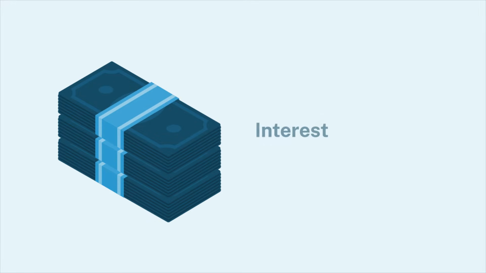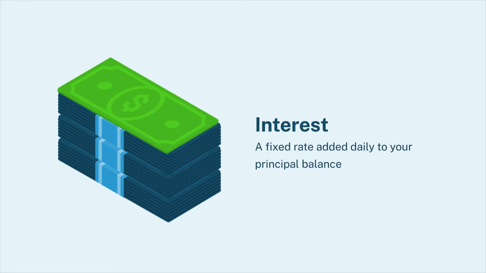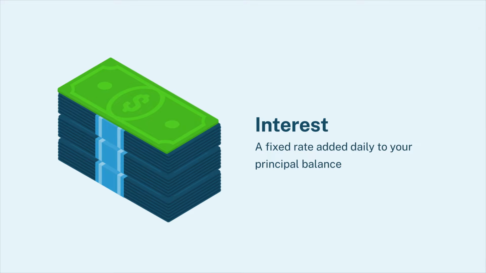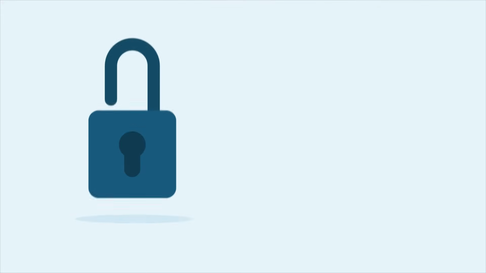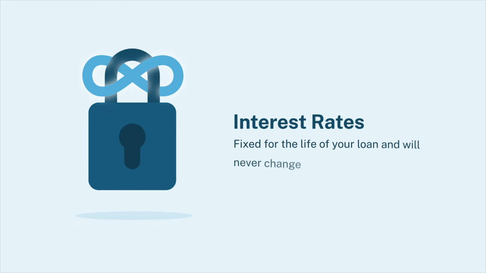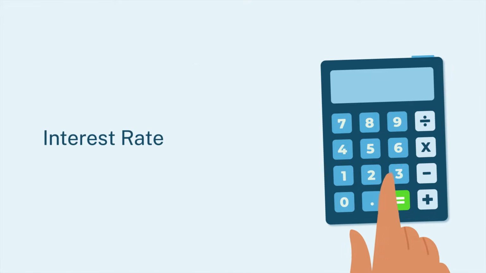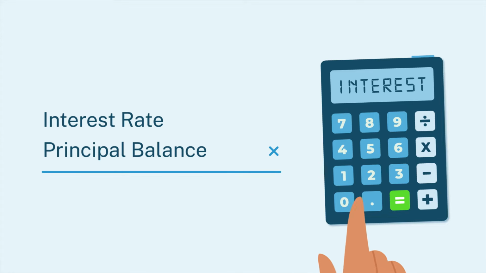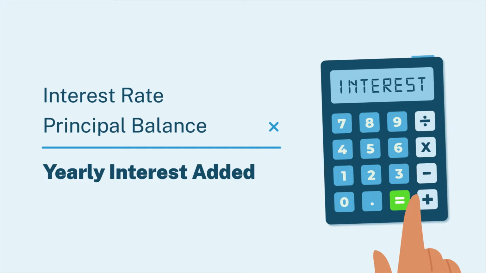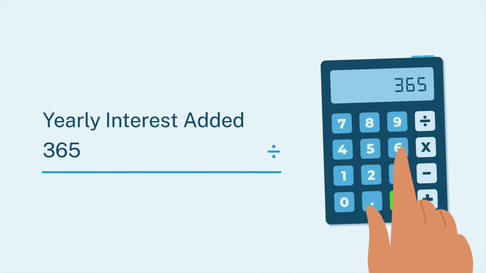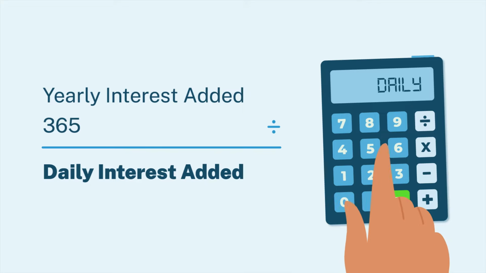Interest is additional money charged daily on your principal balance. Loans have unique interest rates based on loan type and when the loan was taken out. These interest rates are fixed for the life of your loan and will never change. Your interest rate is multiplied by your principal balance to get a yearly interest amount. And if you divide this amount by 365, you get your daily interest amount for your principal balance.